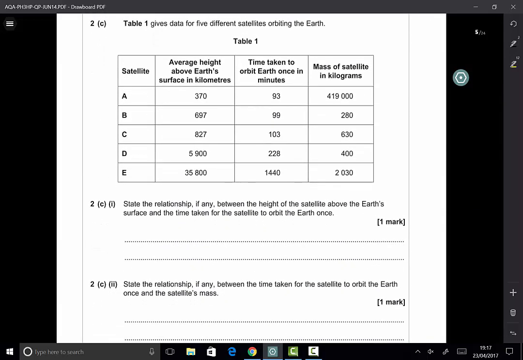Okay, table 1 gives data for 5 different satellites orbiting the Earth. State the relationship, if any, between the height of the satellite, so this column, and the time taken, which is this column. So as the height increases, the time taken increases.